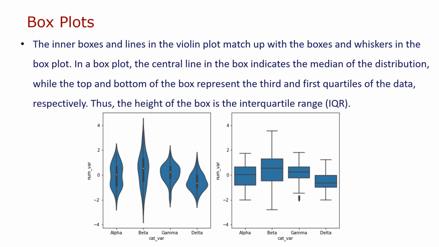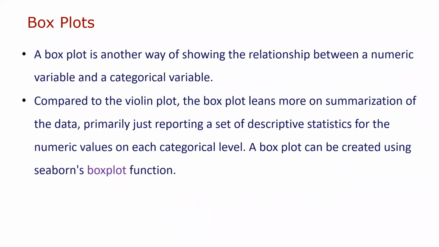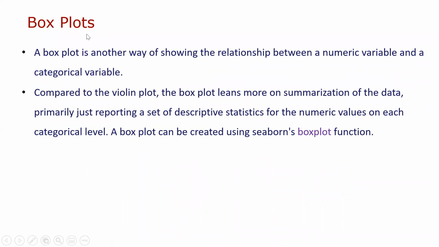Is this clear? So how to draw this one here? We use something called a box plot. A box plot is another way of showing a relationship between a numeric variable and a categorical one. Compared to the violin plot, it leans more on summarizing the data, primarily just reporting a set of descriptive statistics for numeric values on each categorical level.